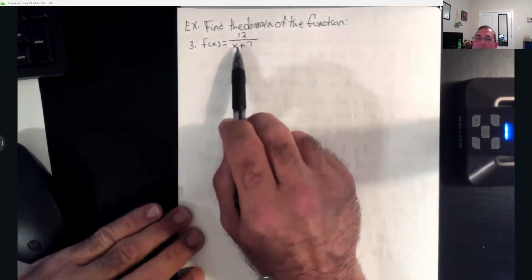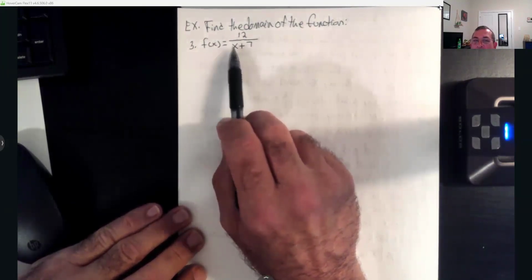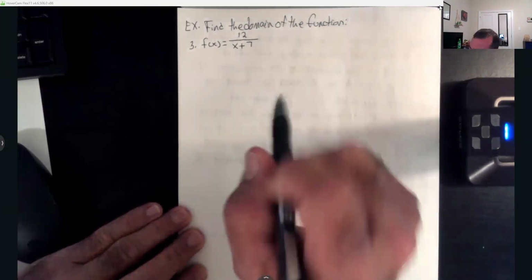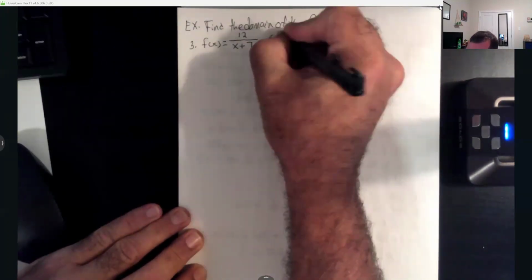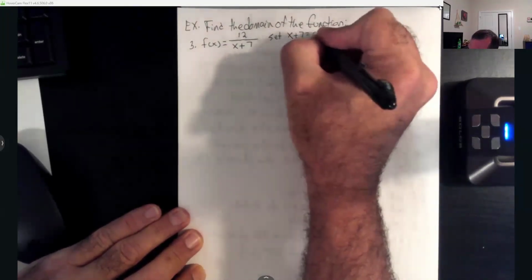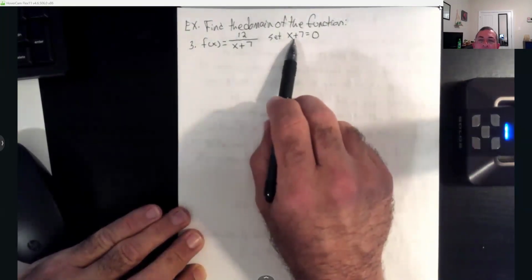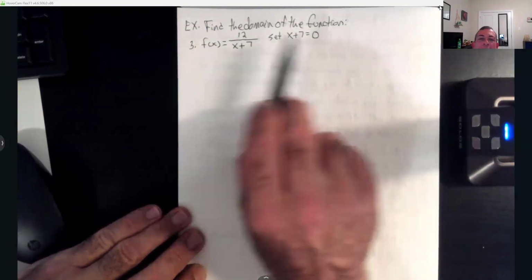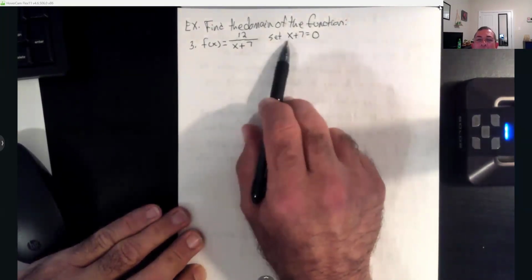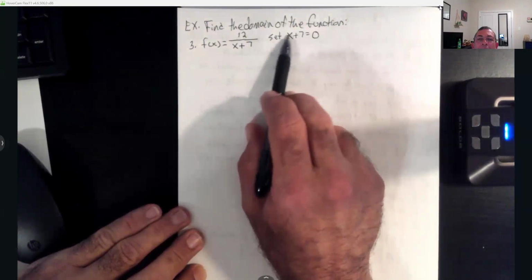Right? So there's a variable down here. Since it is a fraction, I'm going to set my denominator equal to 0. So I'm going to set x plus 7 equal to 0, and we're going to solve that for the x. And then whatever solution I get, I got to exclude it from my domain, okay? So y'all, there's only one move to solve that right there.